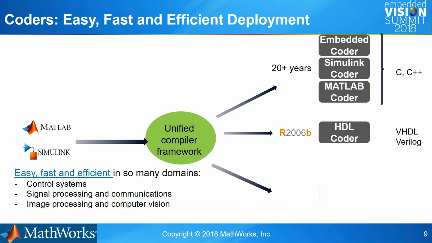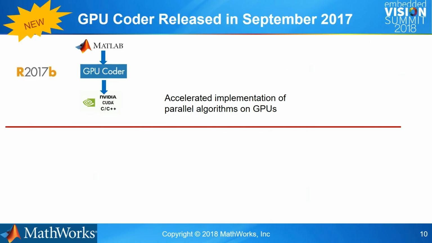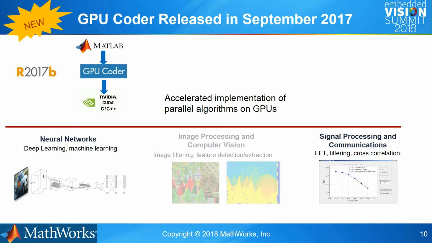With the emergence of machine learning and deep learning as a major domain, we worked on GPU Coder, which was released last year to generate CUDA code from MATLAB. This is specifically looking at accelerating deep learning applications. So what is GPU Coder? In one slide, it basically converts MATLAB to CUDA code. And you get your CUDA code, you can look at it, you can study it. If you understand CUDA, you can actually understand what it's doing. And it's meant to accelerate any application which exhibits parallelism. And this typically tends to be in image processing, computer vision, signal processing domains.